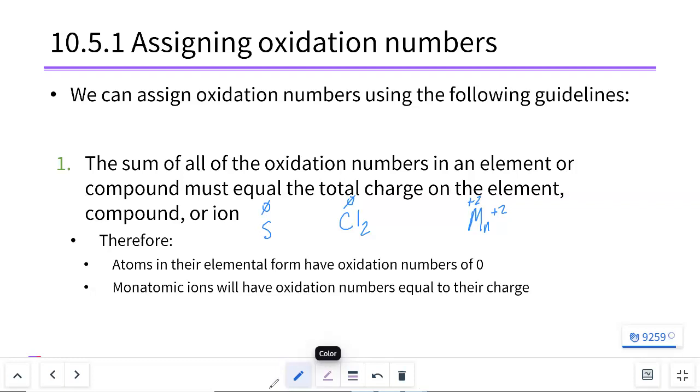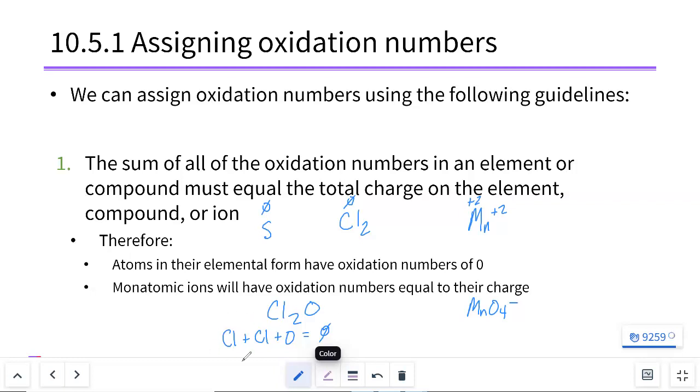If I get into more complicated substances, then I just need to extend this rule a little bit further. So what if I have a compound like dichlorine monoxide? What if I have an ion like the permanganate ion? Well, in those cases, I know that the sum of my oxidation numbers is going to give me the overall charge. So in the case of the dichlorine monoxide, I've got chlorine and oxygen, and together they're going to make a total charge of 0 because it is a neutral molecule.